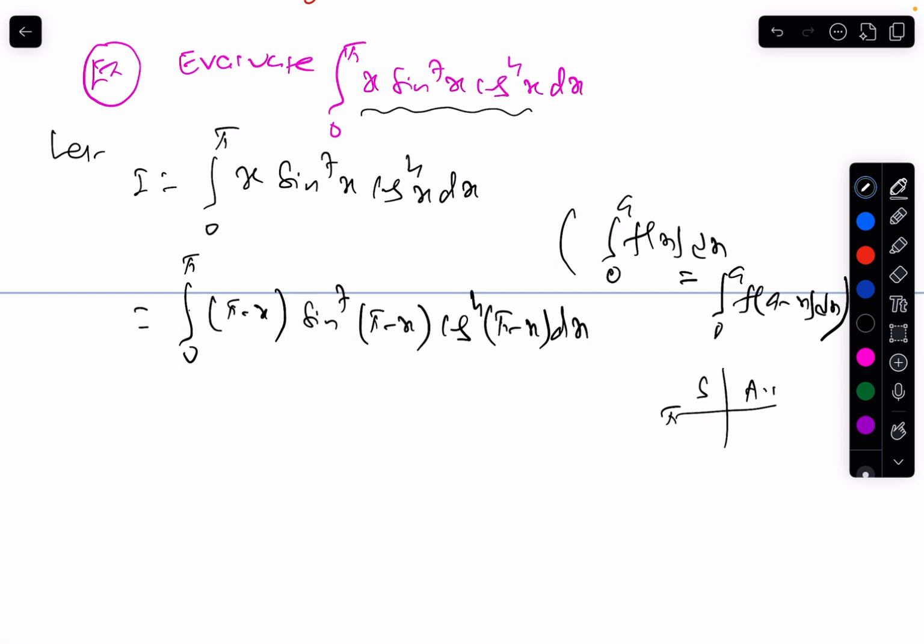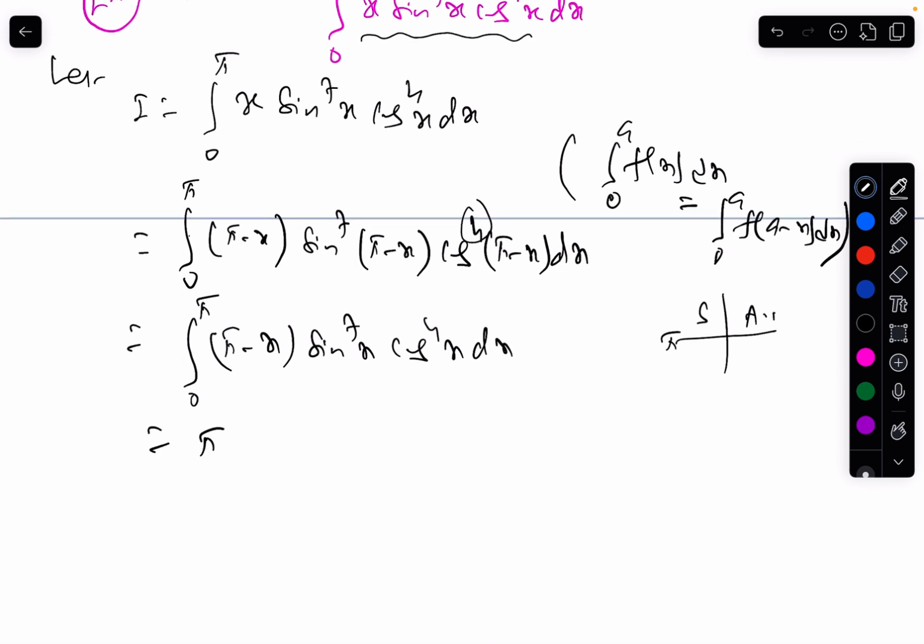So this is equal to integration 0 to pi (pi minus x). Now sine (pi minus x) is sine x, and power 7, so this is sine power 7x. Cosine (pi minus x) is minus cosine x, but the power is 4, so that negative sign will not make a change. So that will remain again cosine power 4x dx.